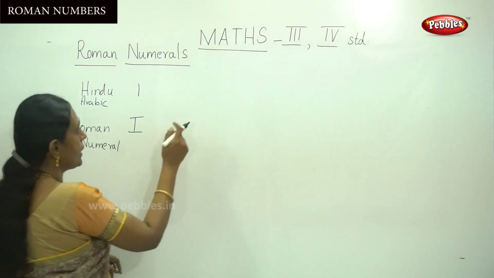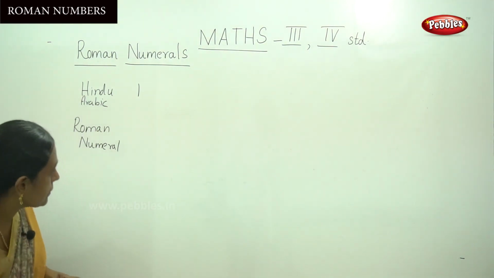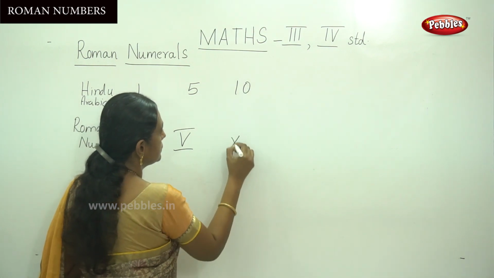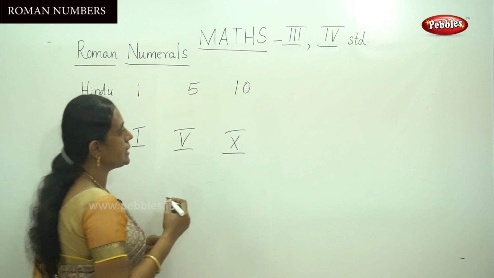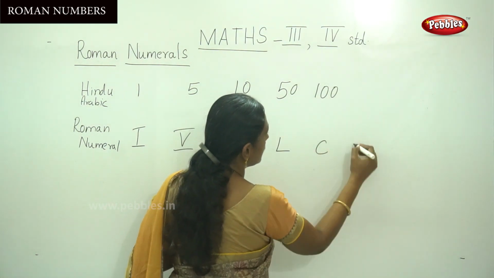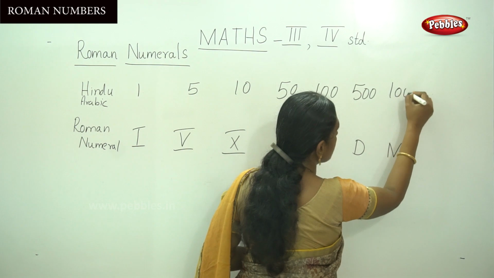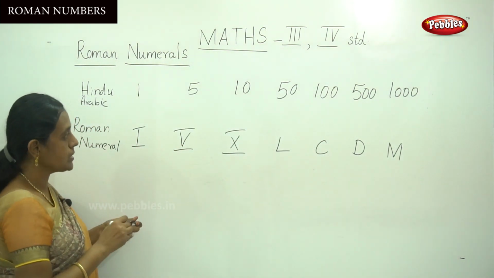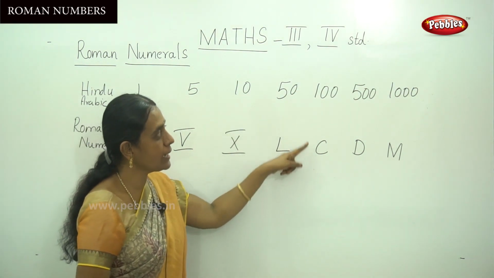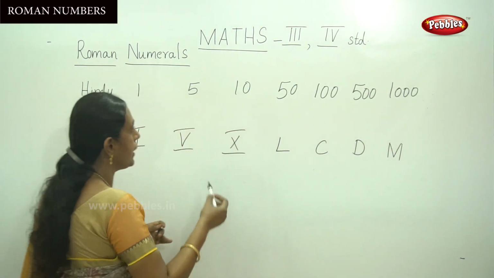Okay, for this 1, and that is 5, 10, and 50, that is L, C, and D, and M, that is 1000. So these are the Roman numeral symbols for 1, 5, 10, 50, for 100 C, for 500 D, and for 1000 M. Okay.